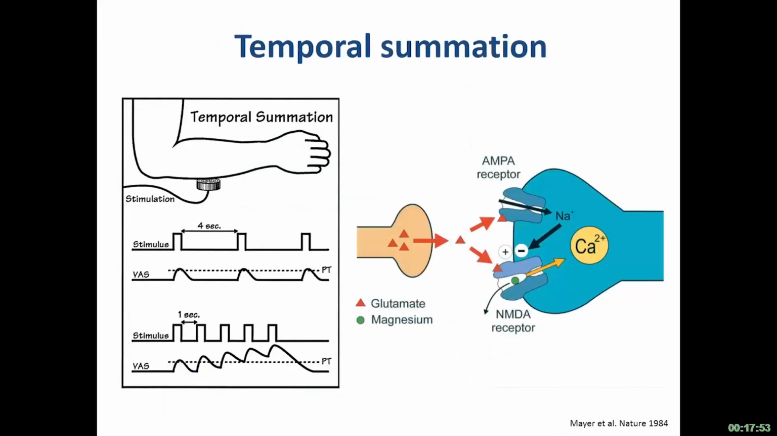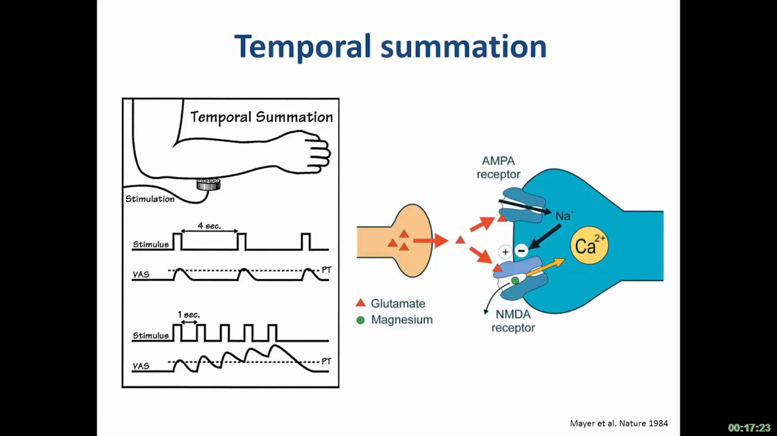Another way to study central sensitization, in addition to controlling the stimulus intensity, is to control the stimulation frequency. And this relates to the phenomenon of temporal summation. This is a little bit complex, but I'll try to take you through this slide. If we separate the stimulations by, for example, 4 seconds and use exactly the same stimulation intensity, we'll have exactly the same pain rating from the patients from stimulation to stimulation.